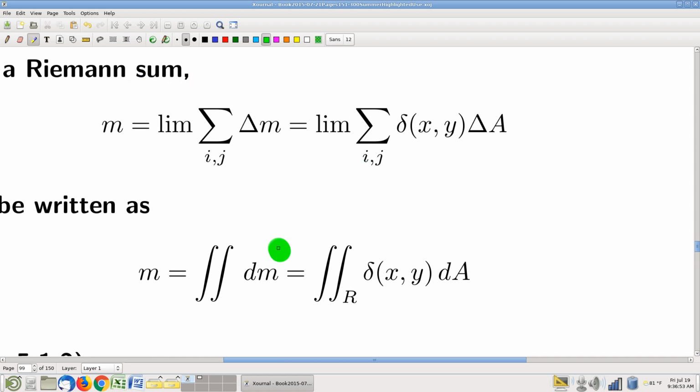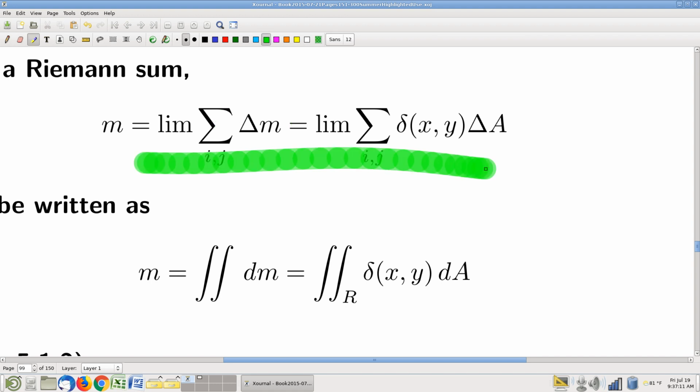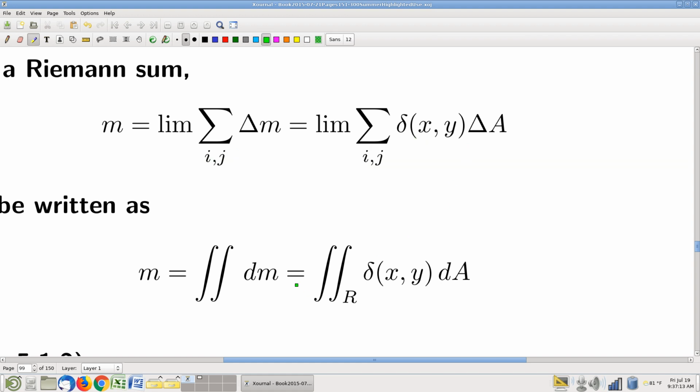Students get confused sometimes and say, "Where's the m axis?" Well, there is no m. That's not what this is. This is a shorthand for delta m, which represents how much mass is there in that little piece, delta A. Okay, so Riemann sums are what we're actually doing. This is just the convenient way to write it.